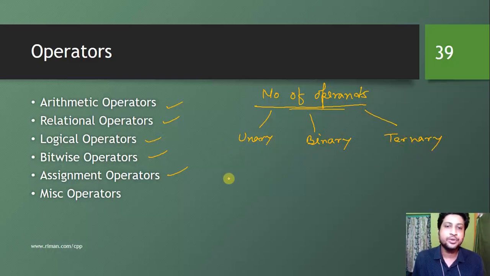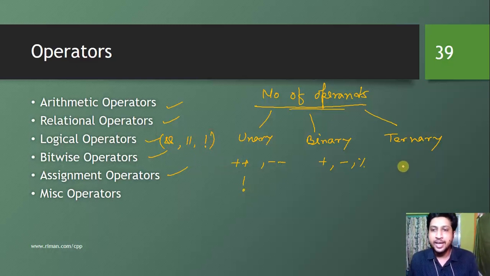Unary operators are like plus plus, minus minus. Binary operators are plus, minus, division. Not is also a unary operator, which belongs to logical operators. Logical operators are and, or, and not. So not is basically a unary operator. And internally we have this, which is also known as the conditional operator.